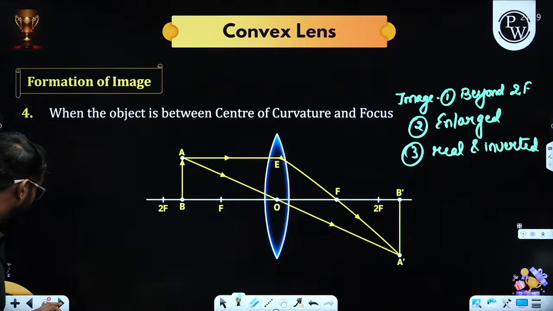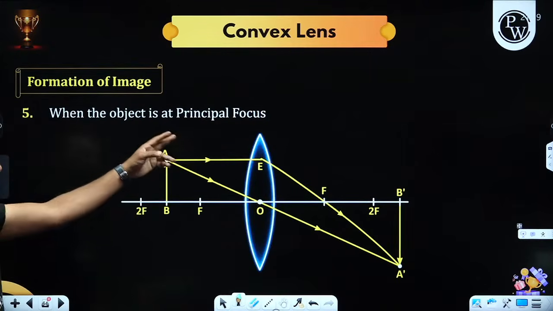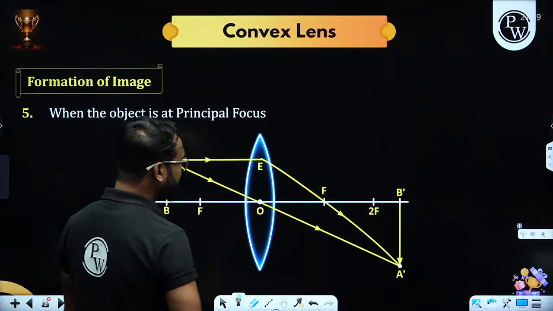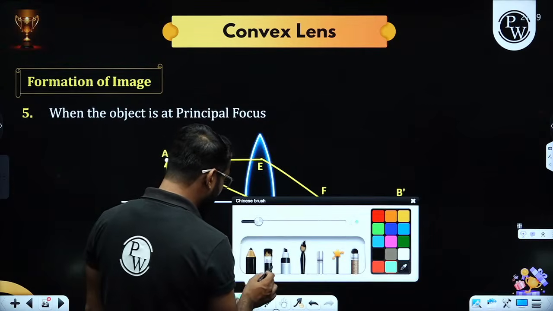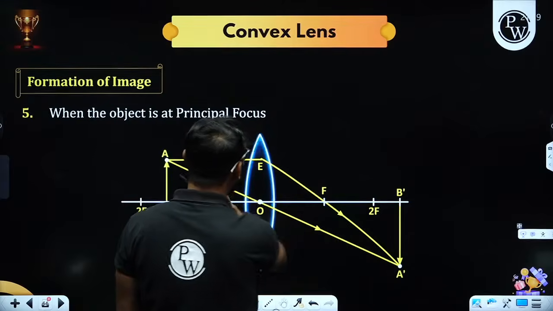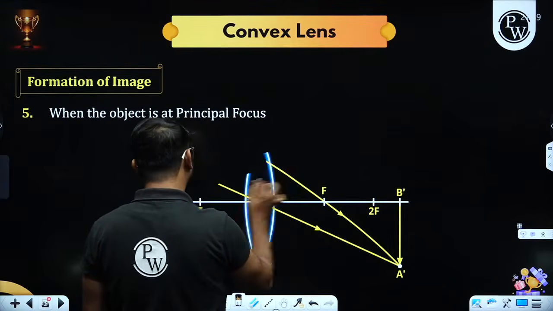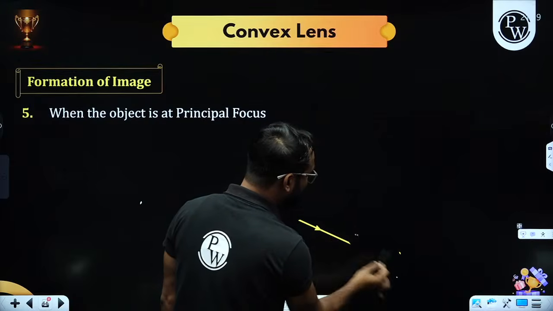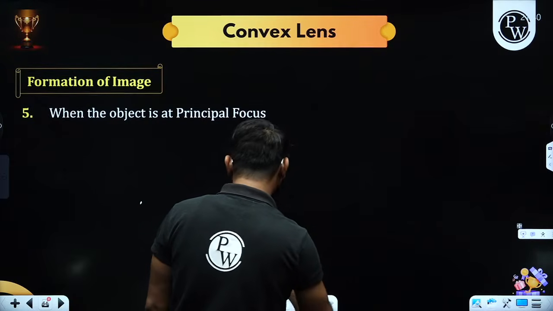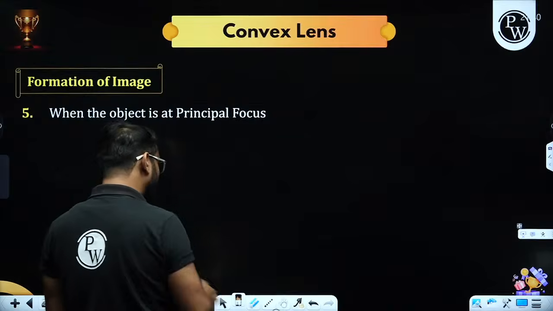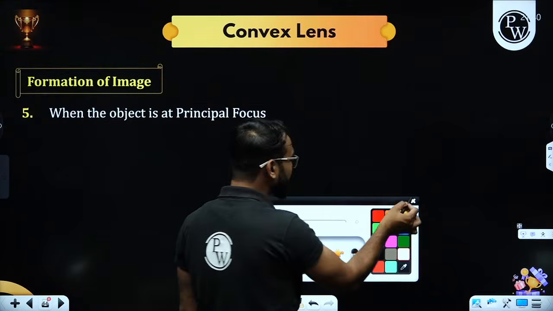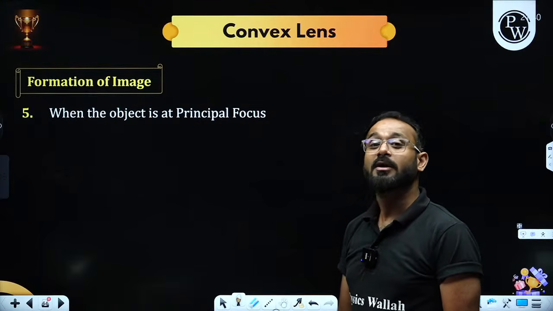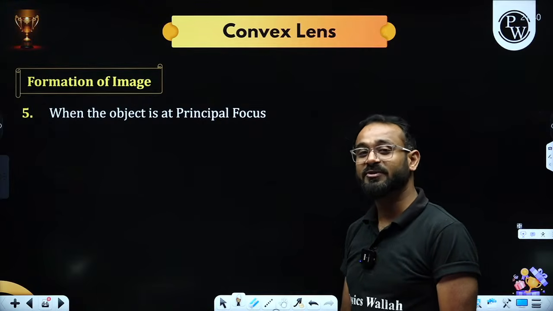Right. Next, when the object is at principal focus. When the object is at principal focus, in that case, what will happen? When the object is placed at principal focus, where should the image be formed ideally? Tell me, if the object is at focus, where should the image form?